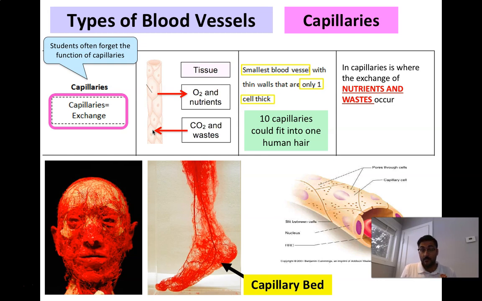Capillaries are very thin, capillaries are very small, and capillaries are the site for diffusion. Oxygen and nutrients are going to leave the capillaries and enter the tissues so that they can be used. And then carbon dioxide and waste are going to leave the tissues and enter the capillaries so they can enter the blood to be taken back to the heart.